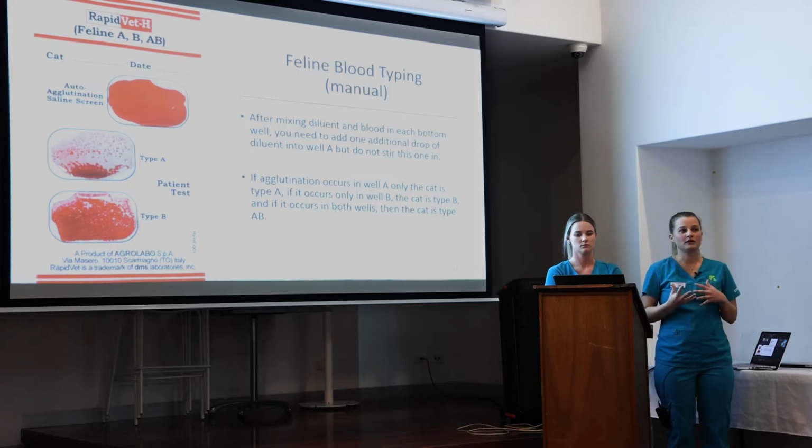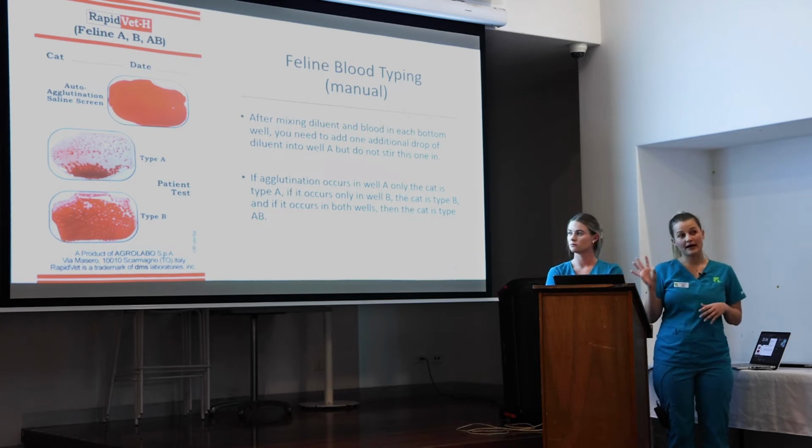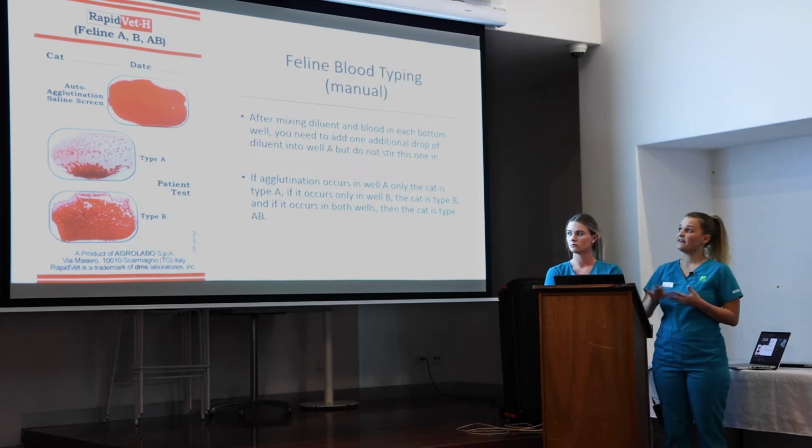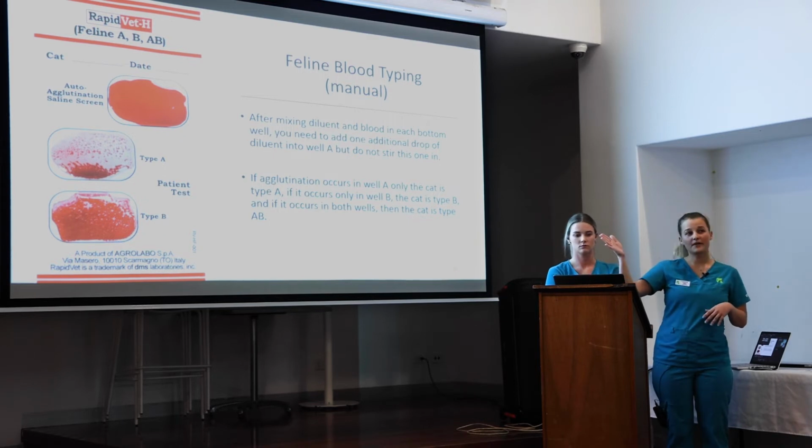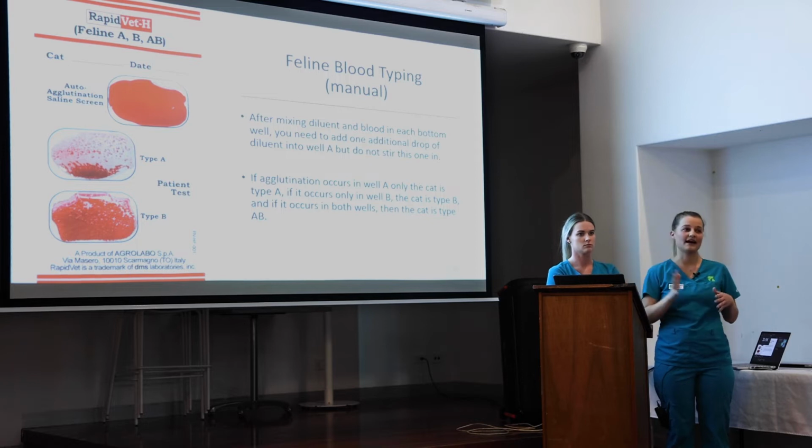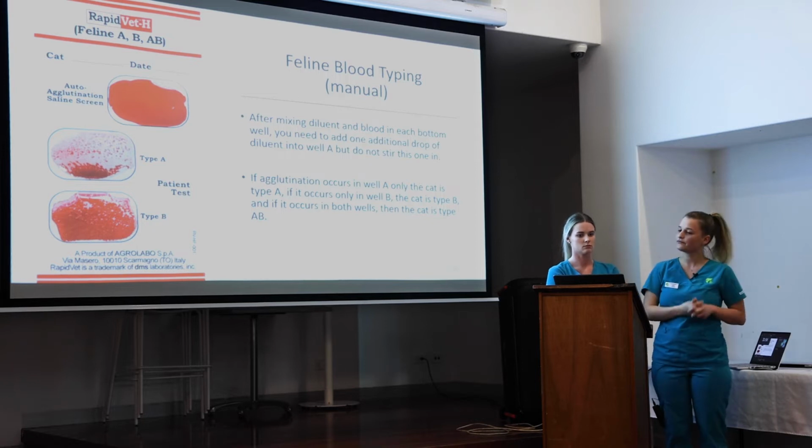And the agglutination will determine what the blood type of our cat is. So if it just happens in type A, then your cat is a type A. If it just happens in the type B well, your cat is a type B. And if it happens like the example up the top there, where there is agglutination in both type A and type B, your cat is an AB blood type.